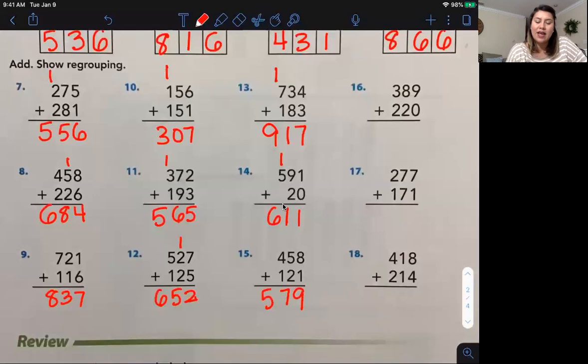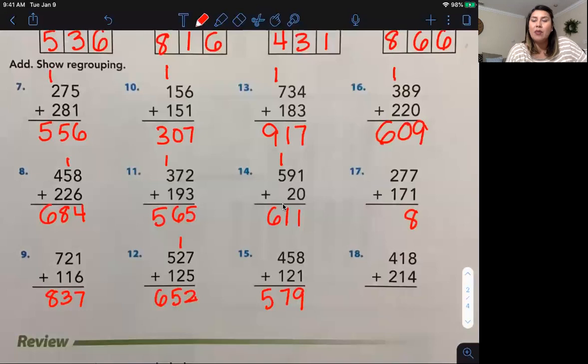Okay, next. 9 plus 0 is 9. 8 plus 2 more is a 10. Good job. Take it to the top. 3 plus 1 more is 4. Plus 2, 6. 609. Next, 7 and 1 is 8.